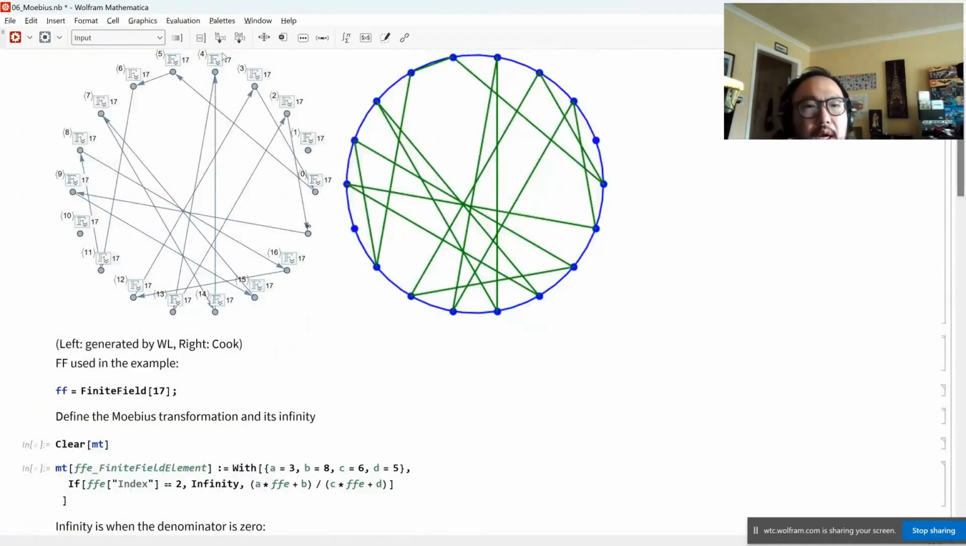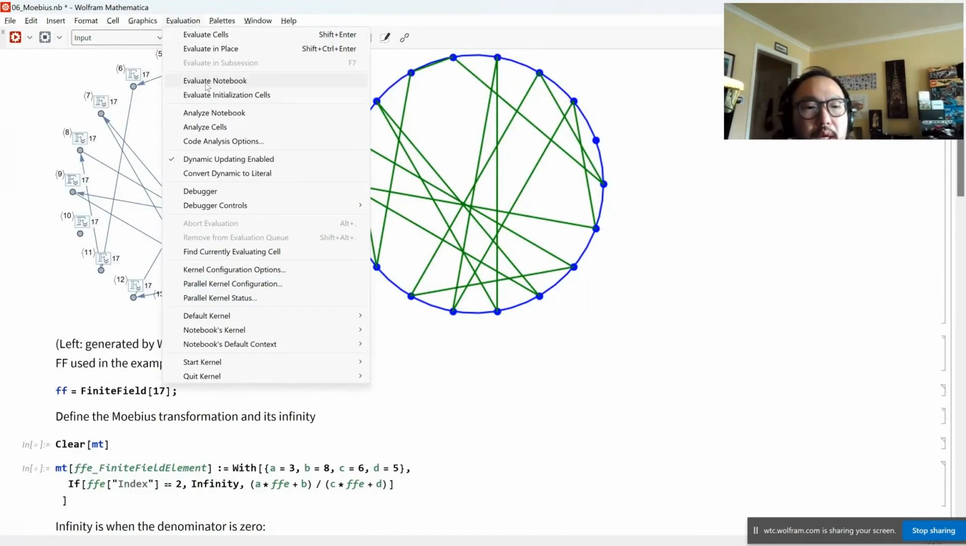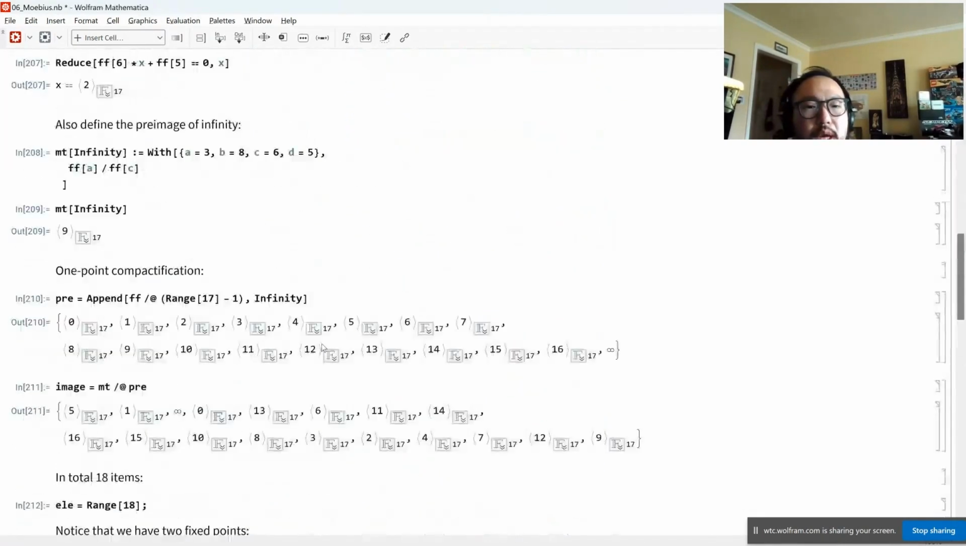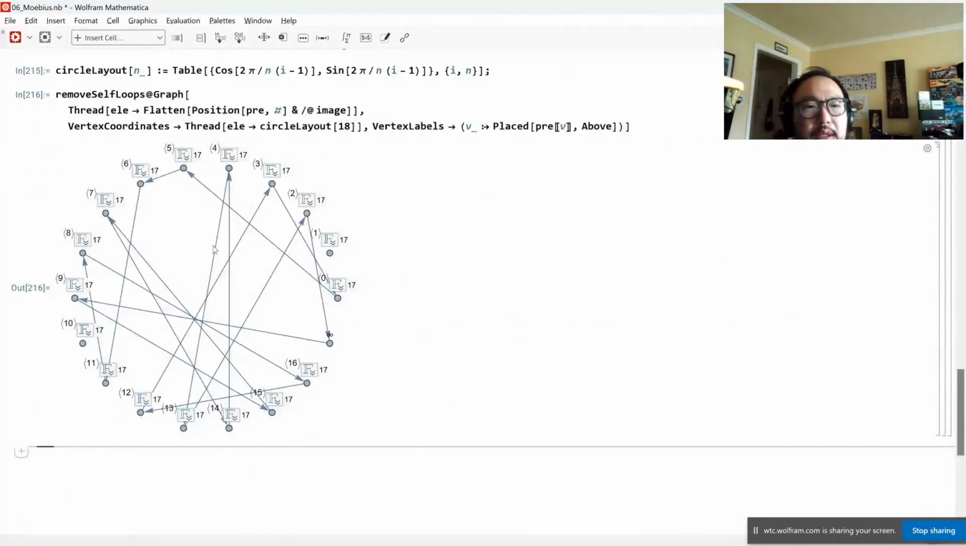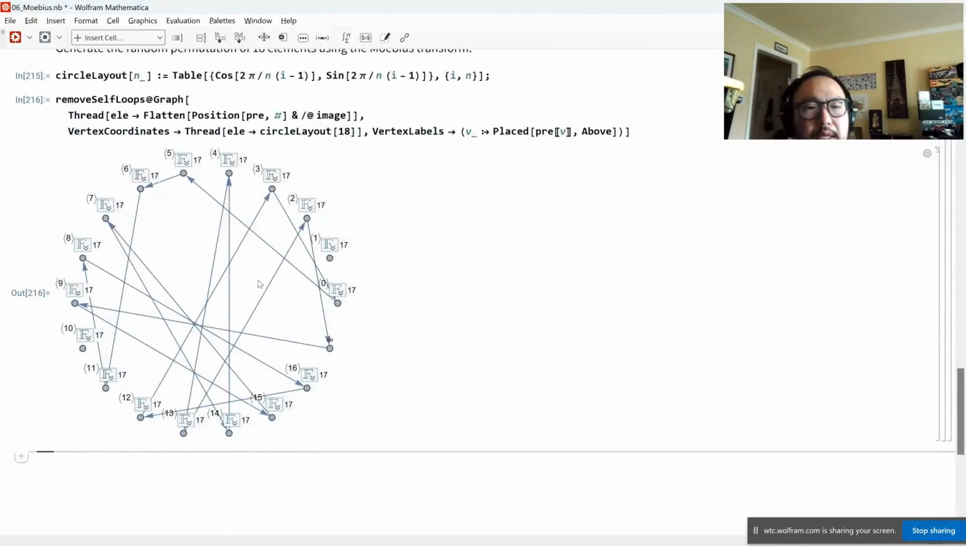You can just click evaluate notebook. It should show you all the results generated for that. So that's how you use group theory stuff to handle the problems.